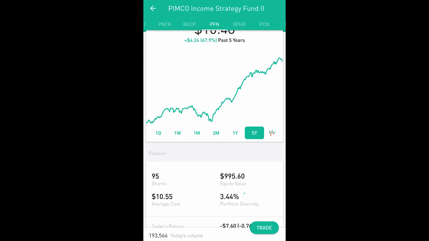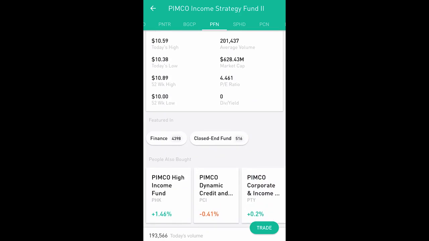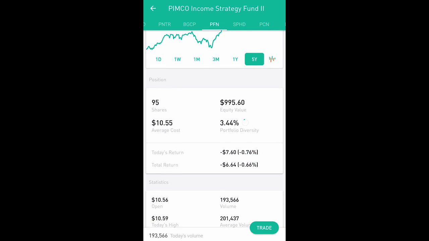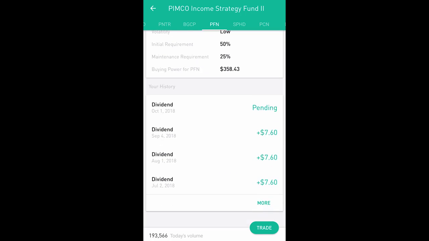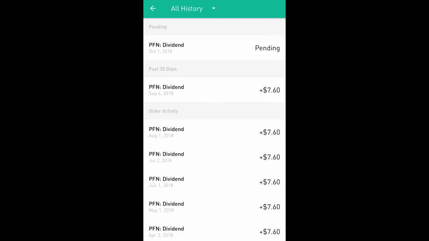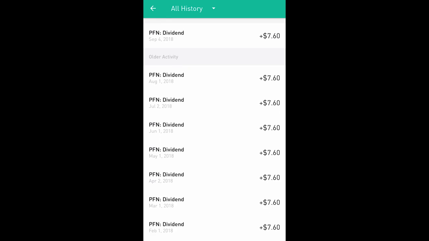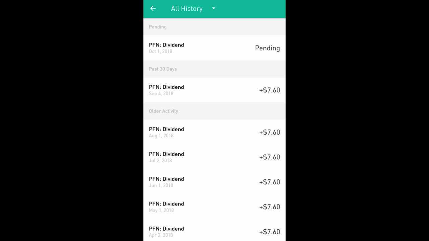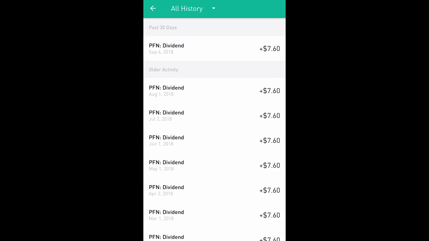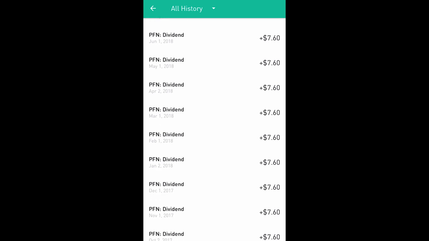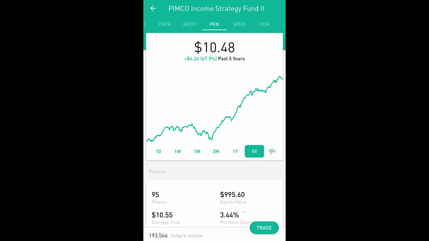On top of that, if I go down here, even though I'm losing $6.64 in total return, if I go down to the history, you can see that I made that much in just dividends. 13, and one more coming up, almost 14 payments of $7.60. So technically, I'm actually making money on this one, even though it shows here that I'm negative.